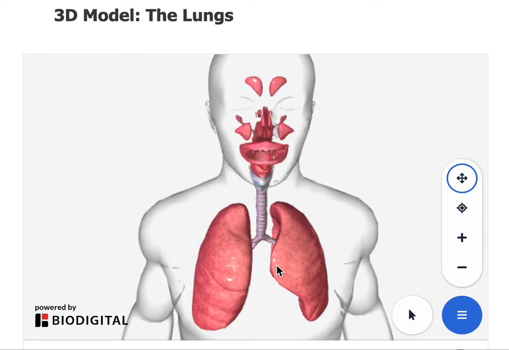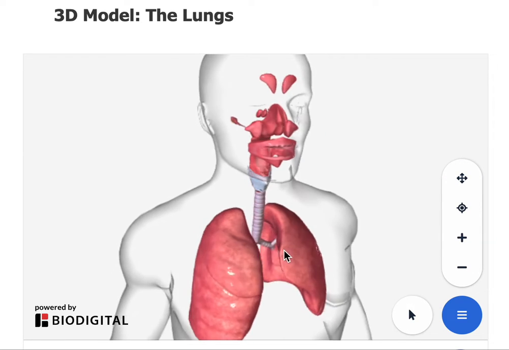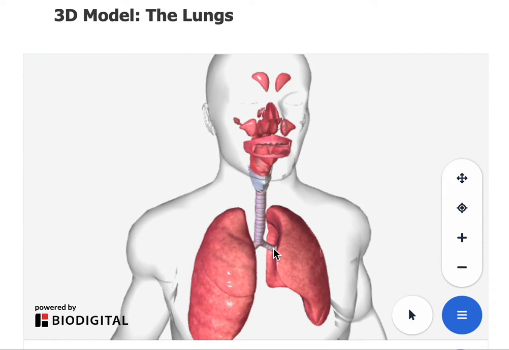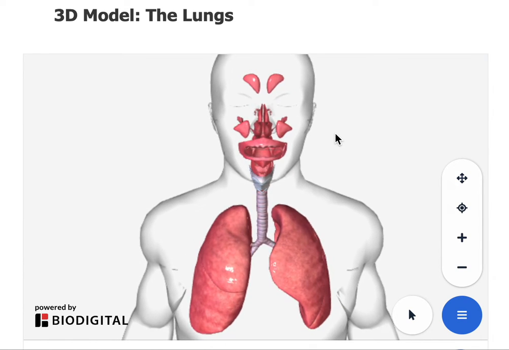Here's a 3D model where I will be pointing out some of the items that I am talking about. First, I want to talk about the sinuses. Here I want to point out the frontal sinuses. We have the right frontal sinus and the left frontal sinus. Then we have the maxillary sinuses. Here is the right maxillary sinus and the left maxillary sinus.